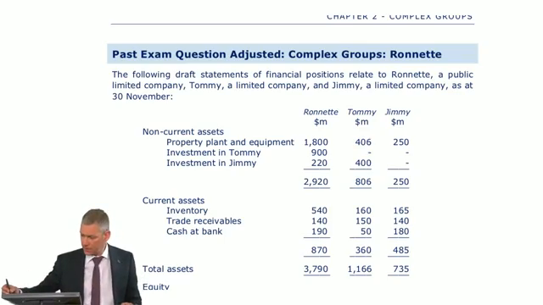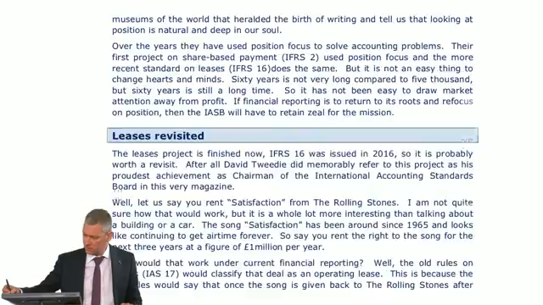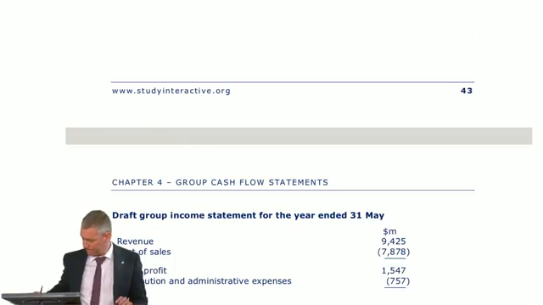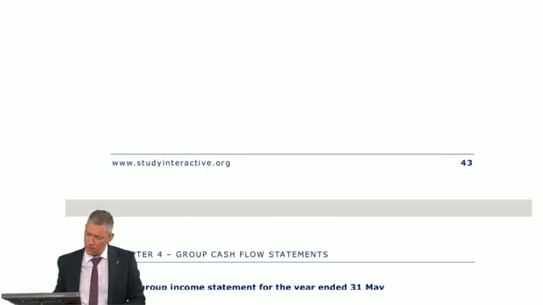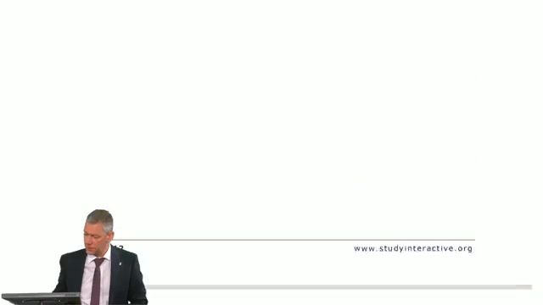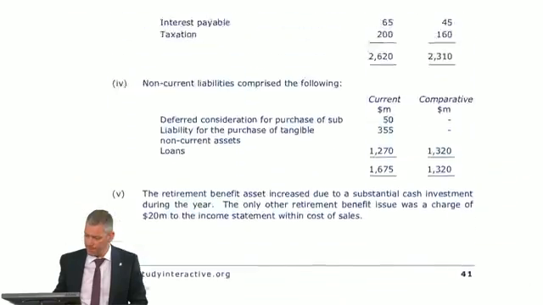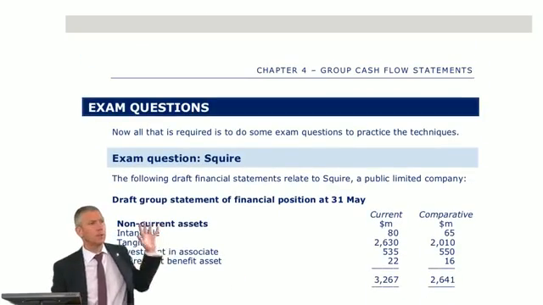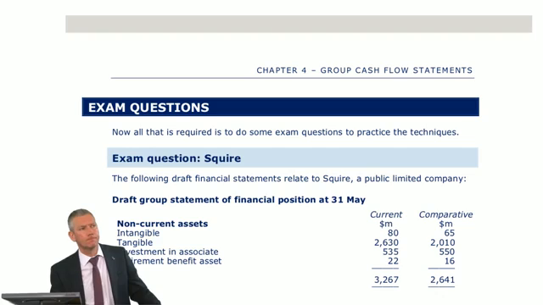So I guess I scootle back to chapter 4. I've gone a little bit farther. There it is. That's Ducky. So this is Squire just here. There's question Squire. There it is. You have a go at Squire.